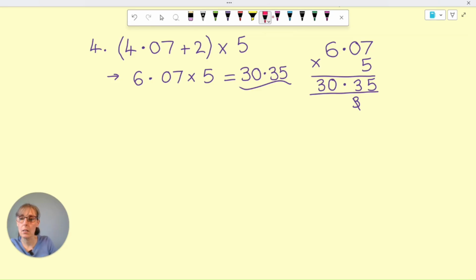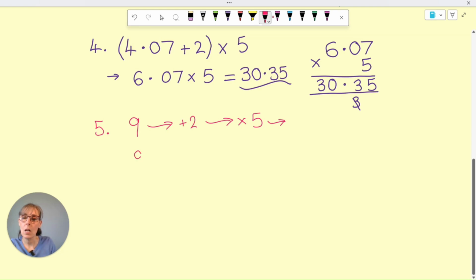Let's do pink. 9, right, we'll pop 9 in, and then we've got to add 2 to it, haven't we? And then we've got to multiply it by 5, and then we get something out. So 9 plus 2, it's nice to end with a nice easy one. 9, 10, 11, and 11 times 5 is 55.